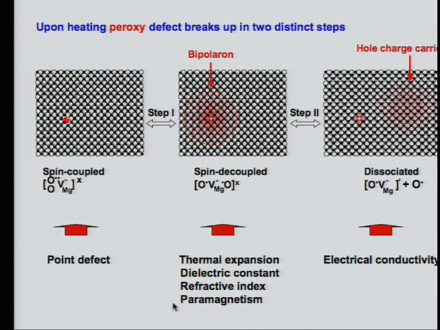And this process, the transition from here to here, can be clearly seen in essentially all basic fundamental physical properties of this material: in the thermal expansion, in the dielectric constant, the refractive index, and when the bipolar ion breaks up, you get a paramagnetic transition. Because as long as they are coupled, they are diamagnetic, and when they decouple, then the nuclear spins flip, you become paramagnetic.